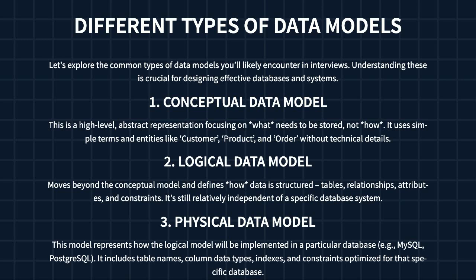Then we move into the logical model, which starts defining how the data will actually be structured, tables and their relationships. Finally, you'll encounter physical models, which are specific to your chosen database system, detailing things like table names and data types. And don't forget dimensional modeling, particularly useful for data warehouses. It involves creating star or snowflake schemas for efficient reporting.